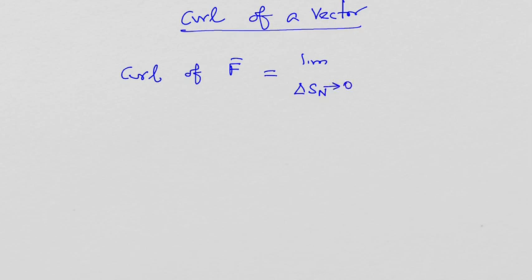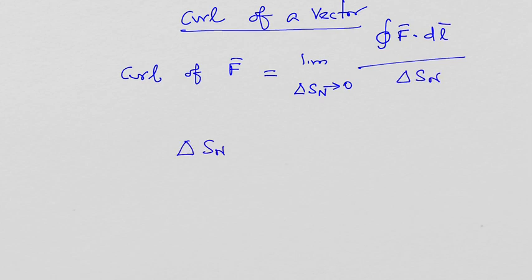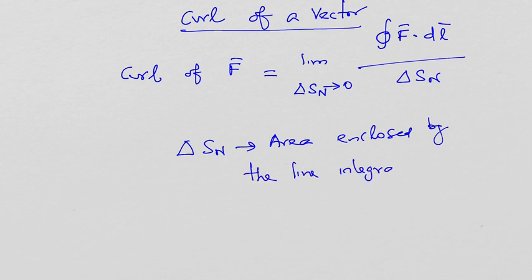As del Sn tends to become 0, you should distinguish the del quantity used to describe differential area from the del operator. Right? Look at that. This is the ratio of the line integral of F dot dl with respect to del Sn, where del Sn is the area enclosed by the line integral. The line involved in the integration is in the normal direction.